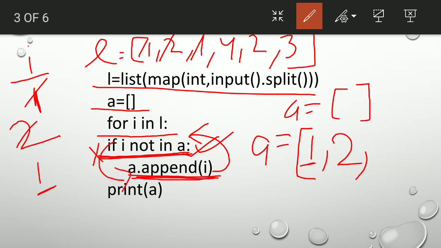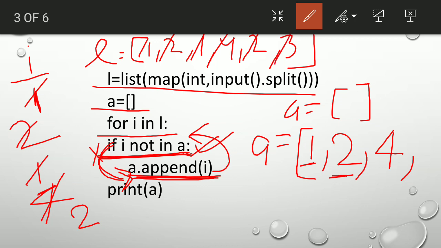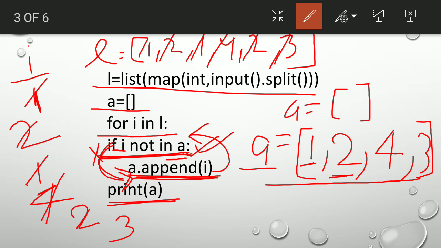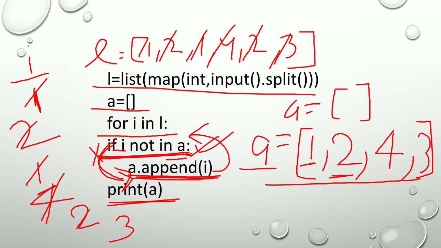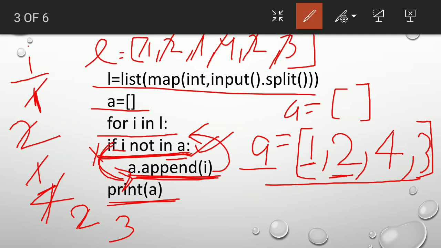Then I contains 4. Is 4 not in A? The condition is true, 4 is not there, so 4 is appended. Now 2. Is 2 not in A? No, 2 is in A, so it will not go here. Now 3. Is 3 not in A? Yes, 3 is not in A, so 3 will be appended. After appending, we print the value of A, that is 1, 2, 4, 3 will be printed. So our output is all the unique elements. This is our input, and this is our output of all the unique elements.